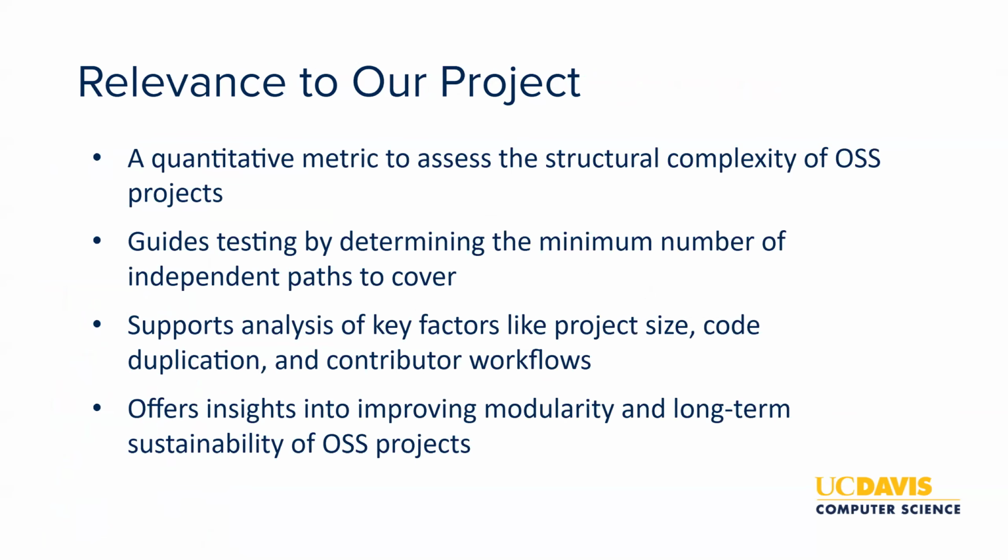So in our study, cyclomatic complexity serves as a key metric for assessing the structural complexity of open source software, impacting reliability, testability, and maintainability. By measuring independent code paths, it helps identify projects that are difficult to understand, modify, or debug. It also helps in analyzing factors that contribute to code complexity, like project size, code duplication, and contributor workflows, offering insights into modularity and long-term sustainability.